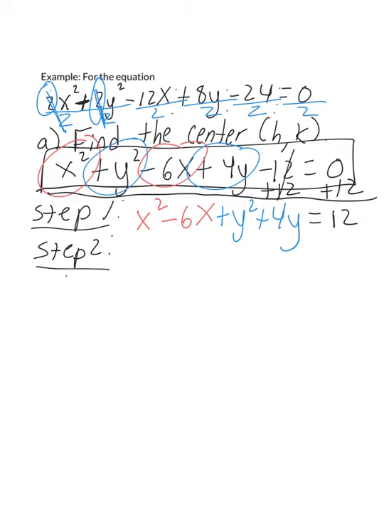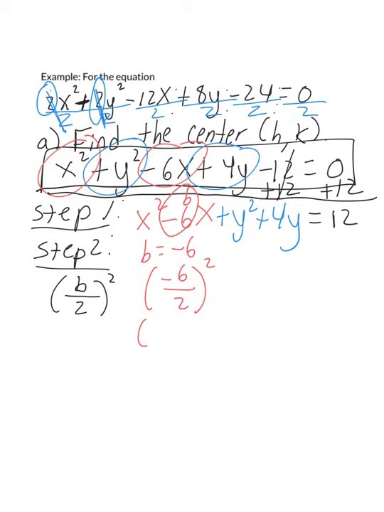Remember, the formula to complete the square is the b number divided by 2, squared. So for the x's, my b number is negative 6. So I'm going to plug that into the formula. So I'm going to do negative 6 divided by 2, squared. Negative 6 divided by 2 is negative 3, to square. Negative 3 squared, or negative 3 times negative 3, is positive 9.